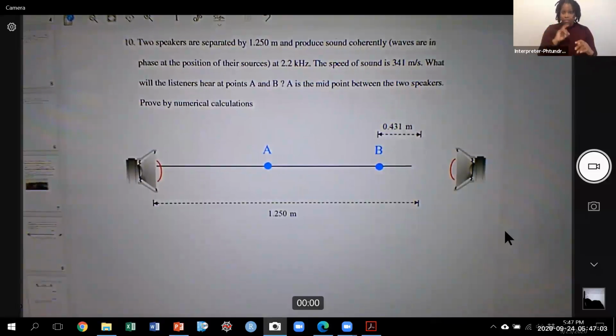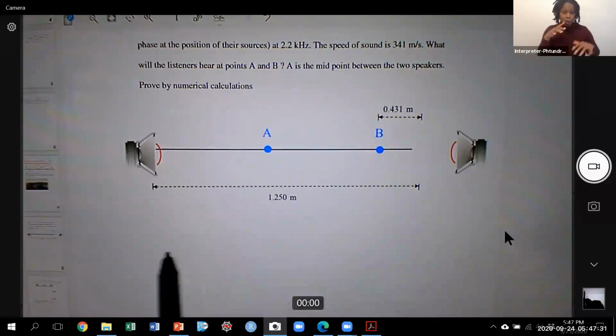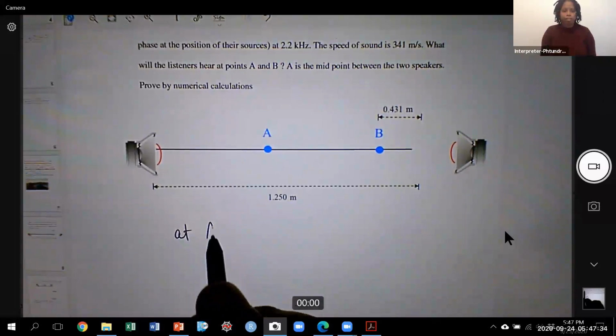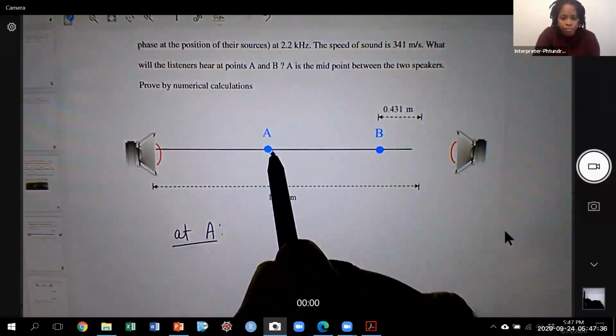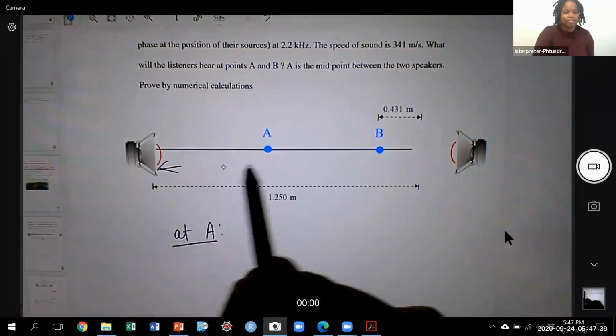It says to use 341. What will the listeners hear at point A and point B? So that's the question. It says A is the midpoint between the two speakers, and prove it by numerical calculations. So now suppose the listener first stands at A, and then goes to B. What do they hear? Will the listeners hear a quiet sound or a loud sound at points A and B? So at A, it says midpoint, right? What you need is the path difference.